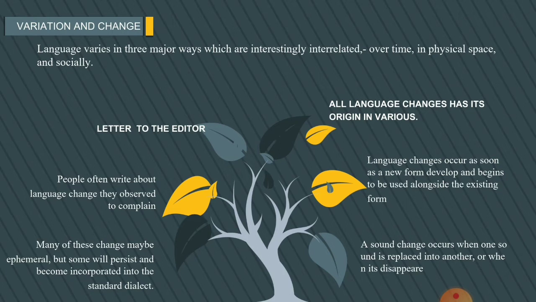All language changes have their origin in variation. Language changes occur as soon as a new form develops and begins to be used alongside the existing form. A sound change occurs when one sound is replaced by another or when it disappears.